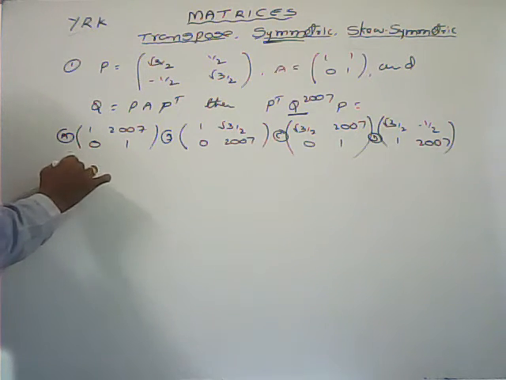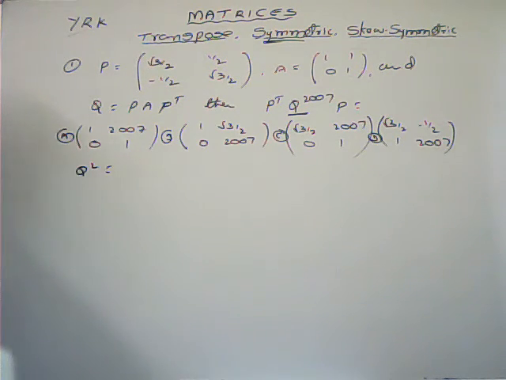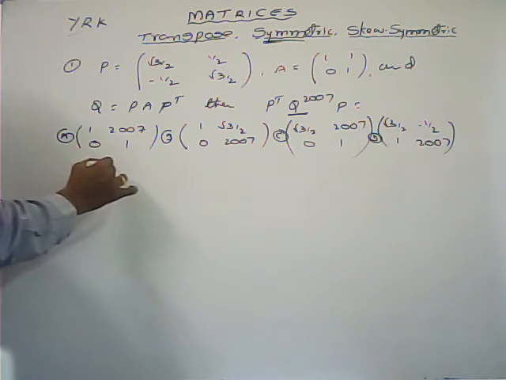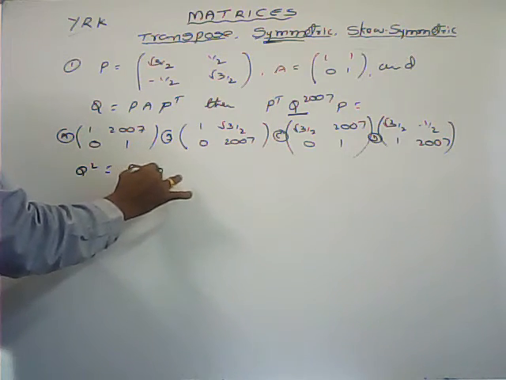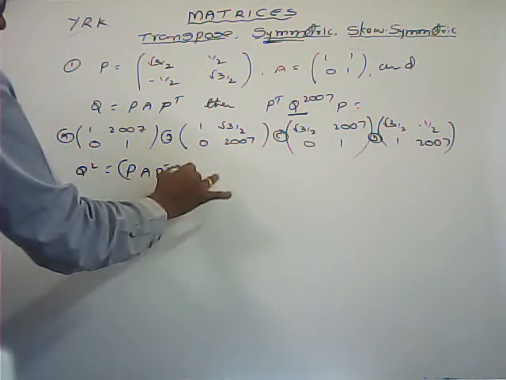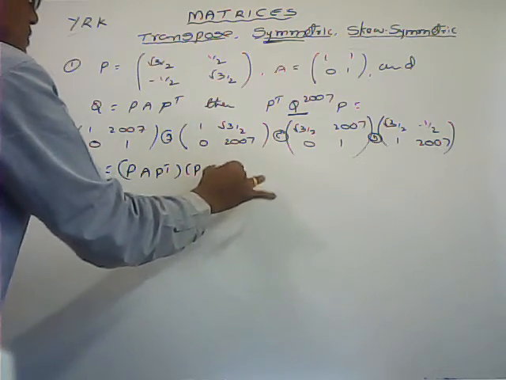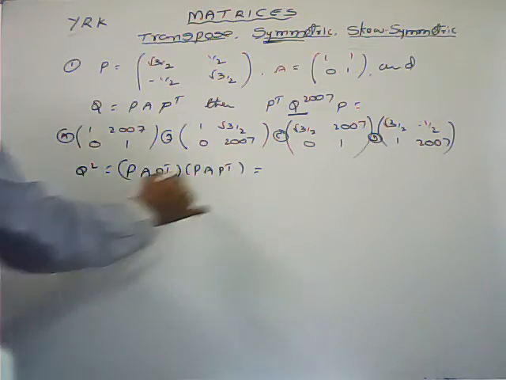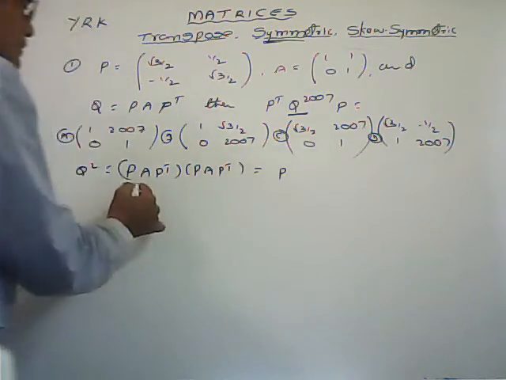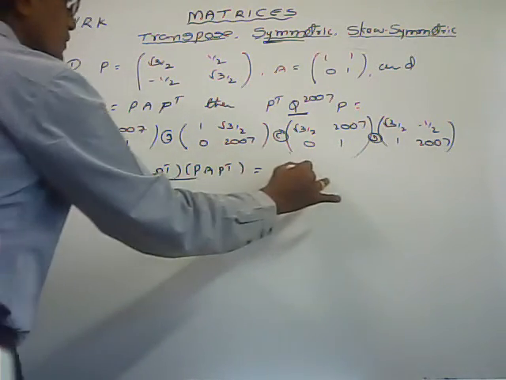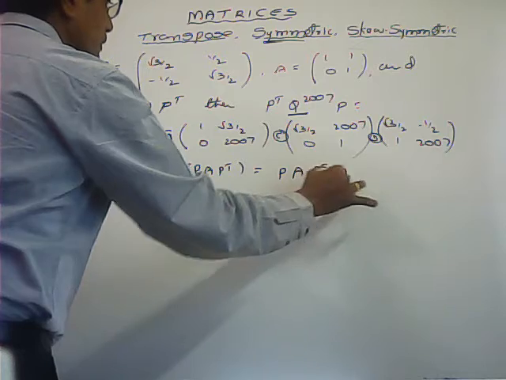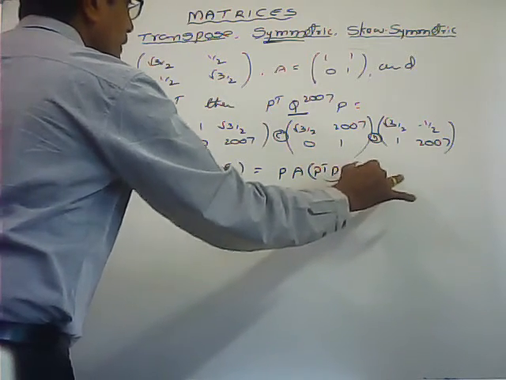For example, if I take Q square, here Q value we got as P A P transpose. First we can find Q square. We can write Q into Q. What about Q here? P A P transpose into P A P transpose. That is equal to, matrix multiplication is associative, I am combining these two: P A, P transpose into P, A P transpose.